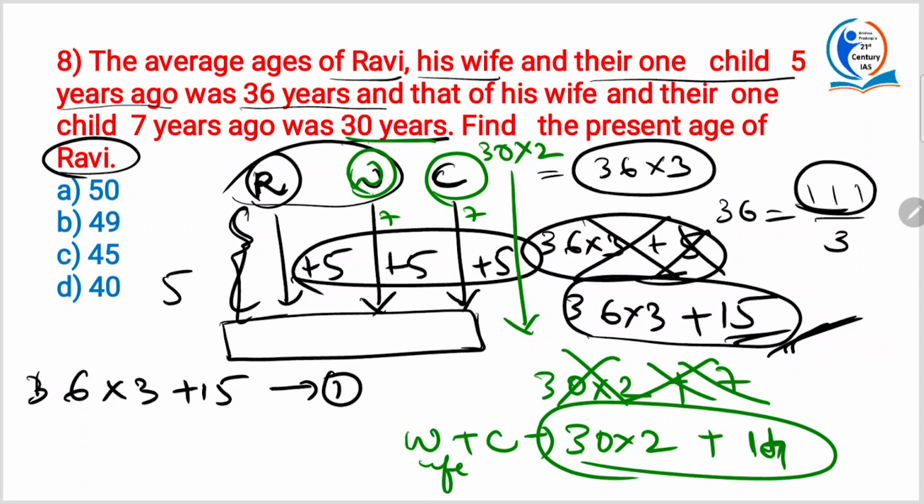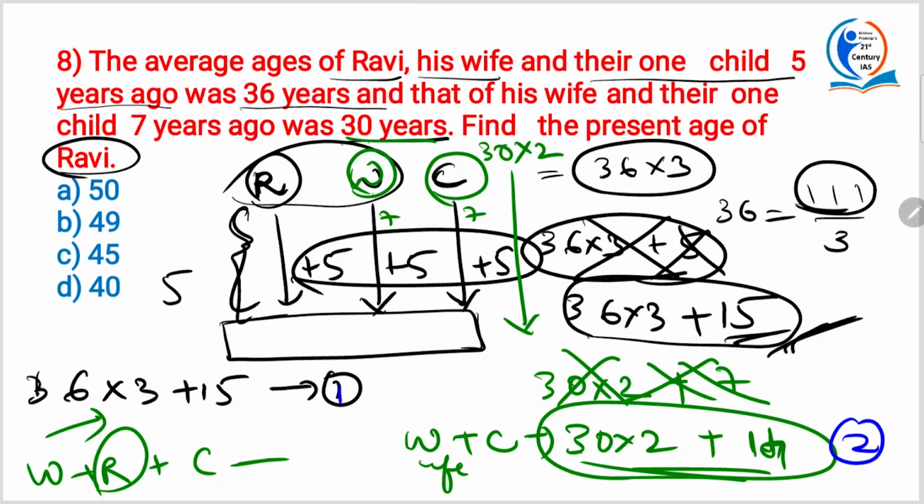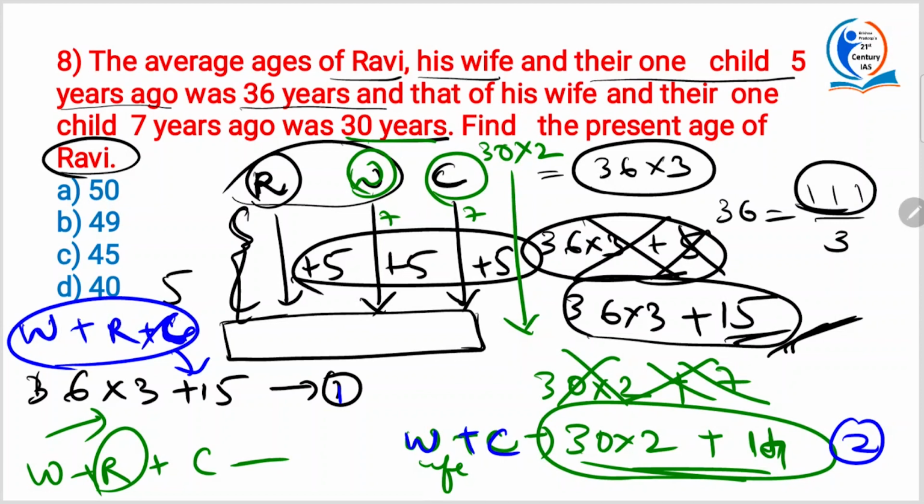Okay, so this is the present summation of ages of wife plus child. And this is the summation of wife, Ravi and child. Now if you want Ravi's age, you should subtract this one from this. Okay. So this is equation 1, equation 2. Now if you subtract, did you understand my point? See, this is W plus R plus C's value. Now this is W plus C. Now what is this W plus R plus C? It is the age of wife, Ravi and child. So in this column here I've written R, W and C to represent people.